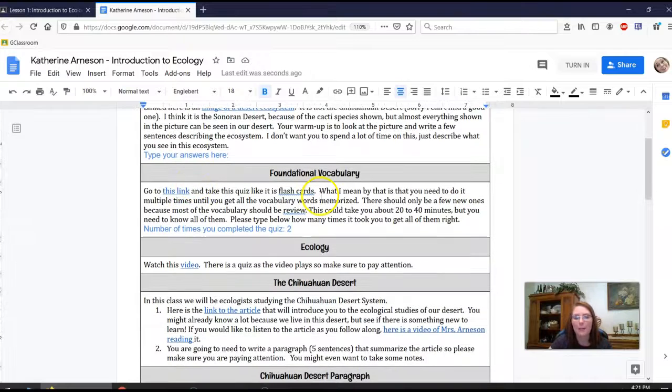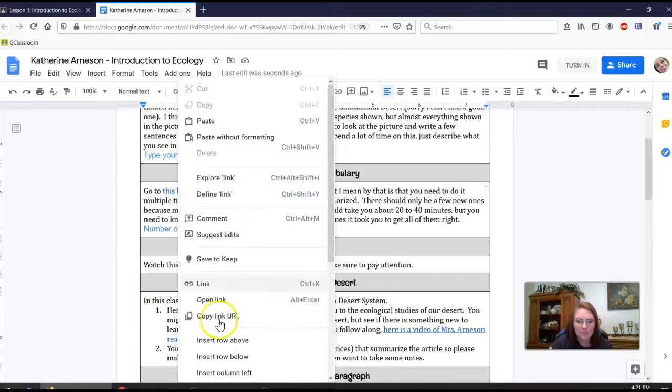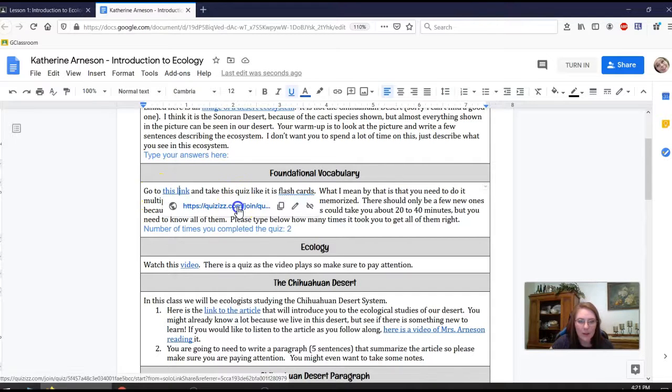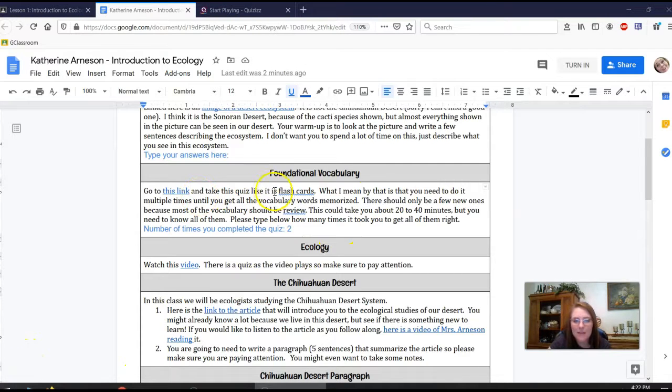Okay, foundational vocabulary. This next part of the lesson says go to this link, and I'm going to open it in a new tab just because it takes a long time. There it is. All right, give me a second. Okay, it says take this quiz like it's flashcards. What I mean by that is you need to do it multiple times until you get the vocabulary words memorized. There should only be a few new ones. Most of them should be review. This could take you about 20 to 40 minutes, but you do need to know all of them. Please type below how many times it took you to get them right. Well, I'm the science teacher, so I already know all the words. So let's just say I did it twice.